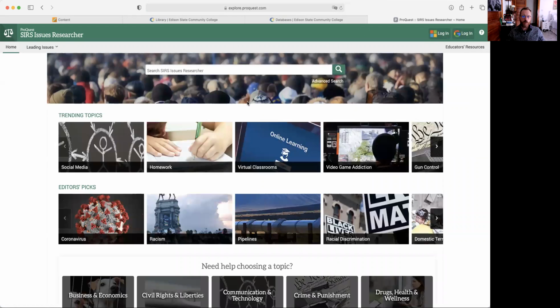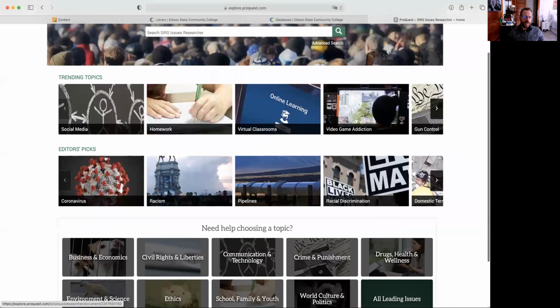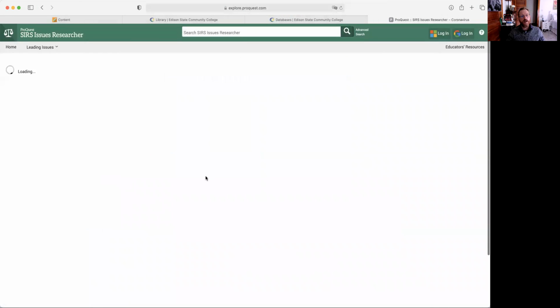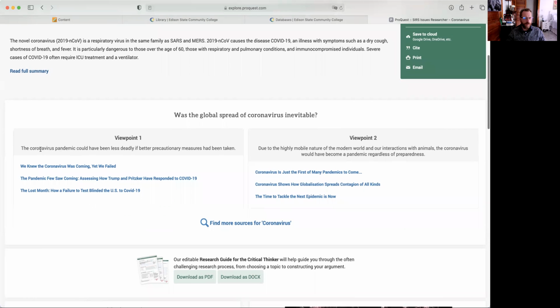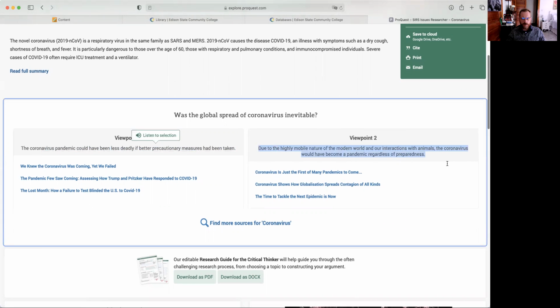So you can look at some things like, there's the coronavirus, right? There is a viewpoint 1 and 2. So if you're fortunate enough to have a topic in this, you can look, okay, well, we knew it was coming, we failed. It's just one of the first to come. So you can look at these things, and these are generally opposing viewpoints or questions that they're trying to say. So you can find a few things and compare them.